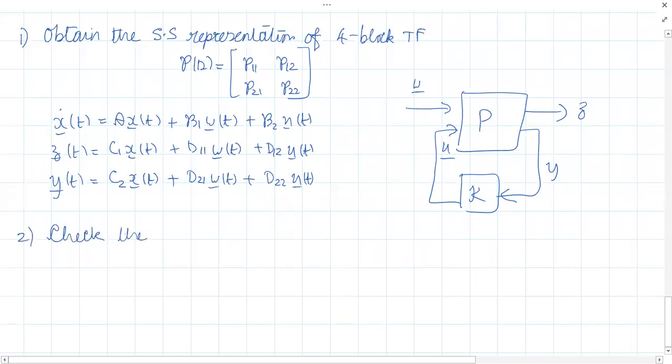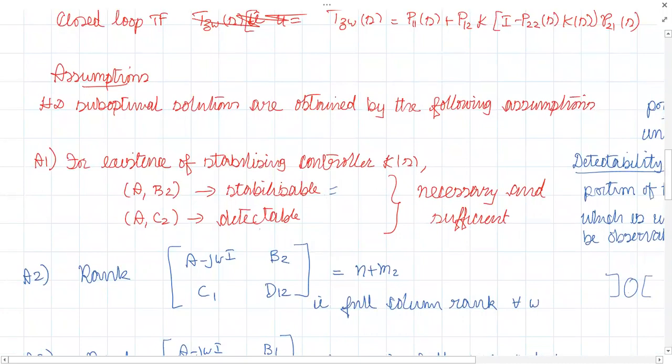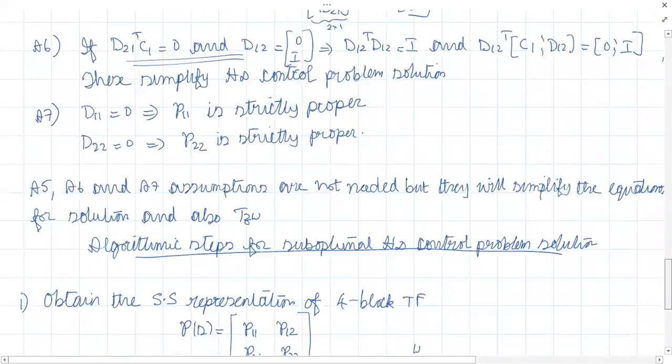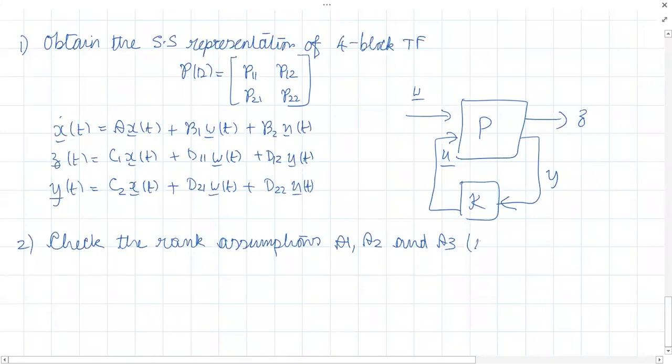Check the rank assumptions A1, A2, and A3. These assumptions we had already made. For existence of a stabilizing controller: stabilizable, detectable, this matrix must have full column rank, and this should have full row rank. You have to check these assumptions for stabilizing solution are satisfied.